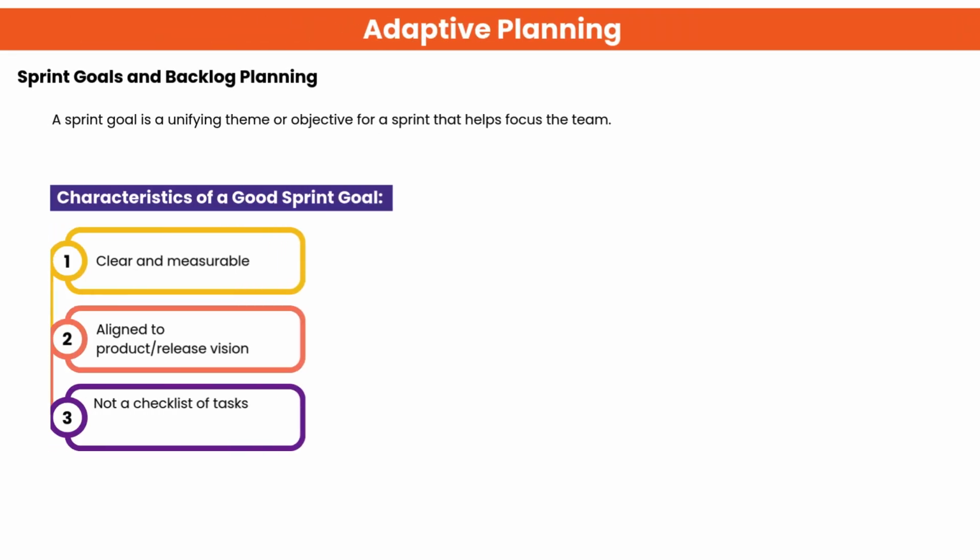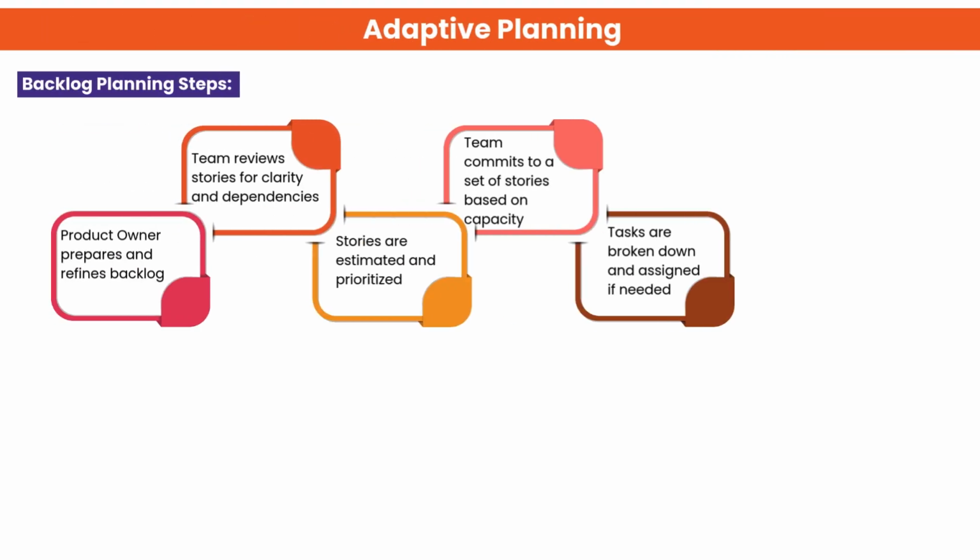A sprint goal gives the team a clear focus for the sprint. A good sprint goal should be clear and measurable, tied to the product or release vision and not just a list of tasks.